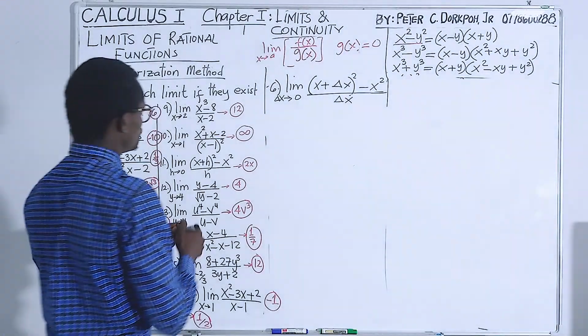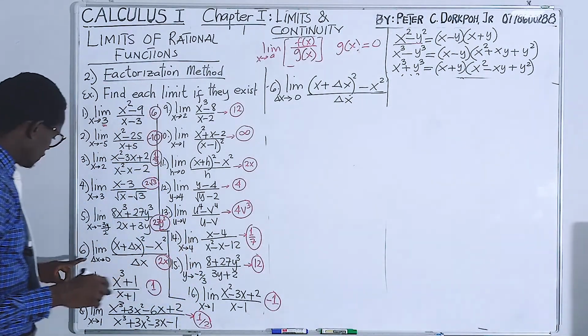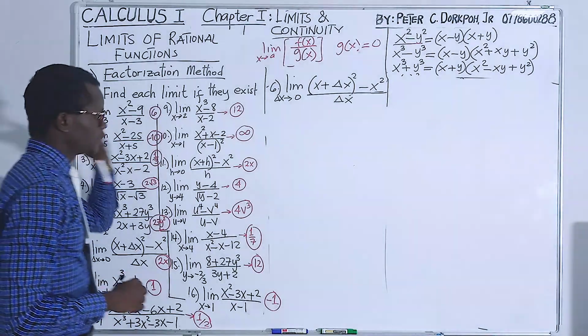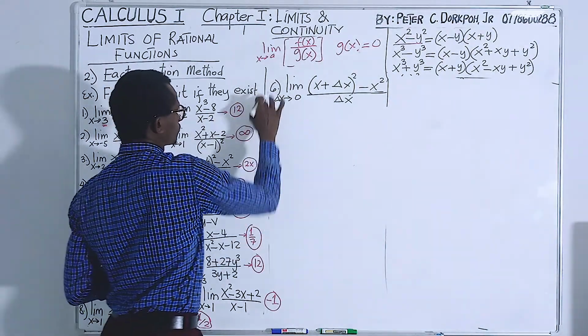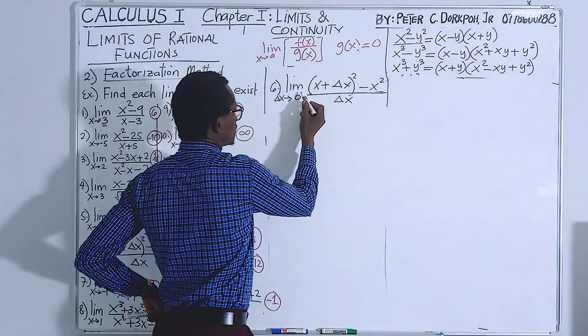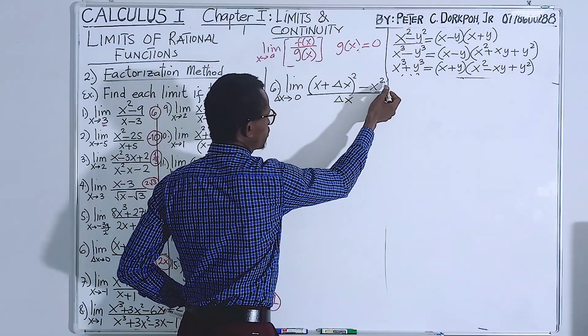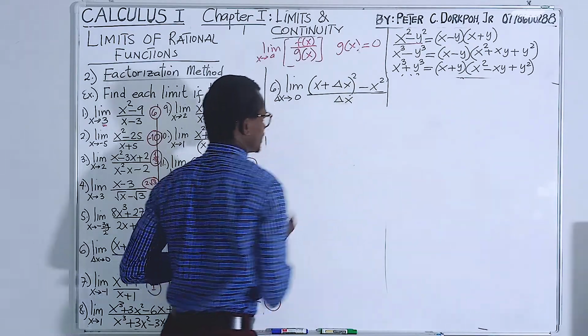Now, so let's do question number 6. And then we'll do the last 2. We'll just do the last 2 and then the rest of them now will be left for you to practice. So question 6 says, the limit of x plus changing x raised to the second power minus x squared divided by changing x.